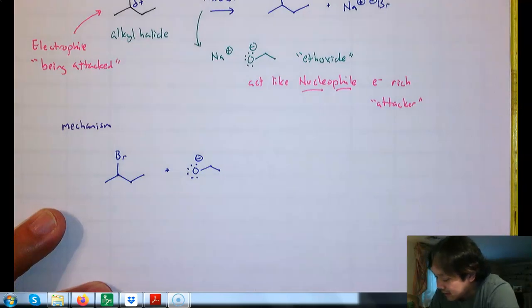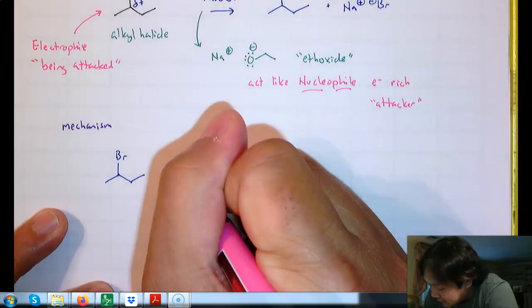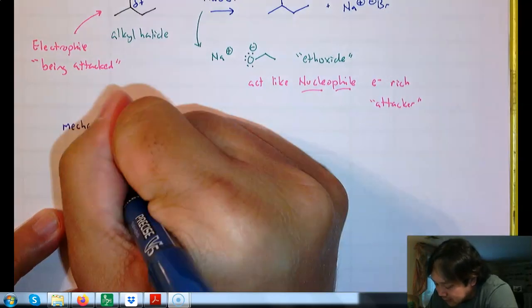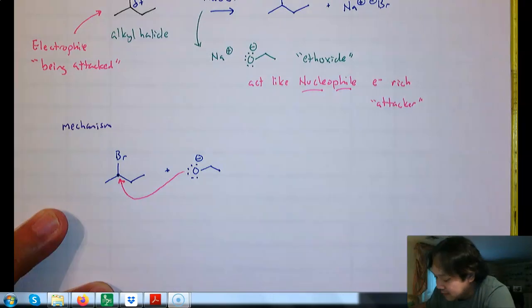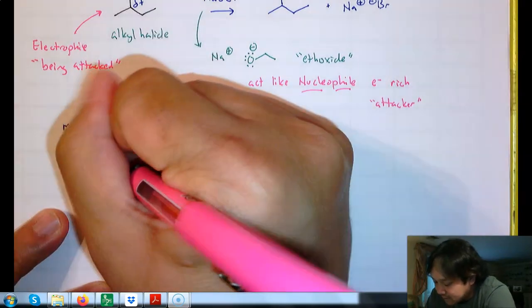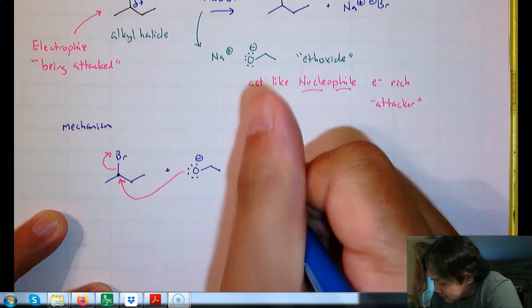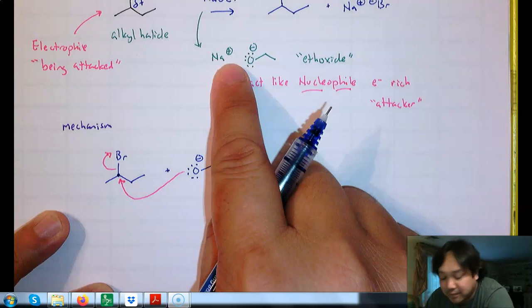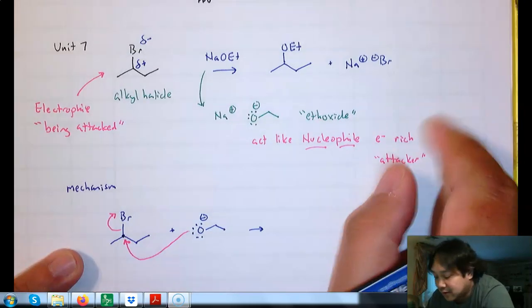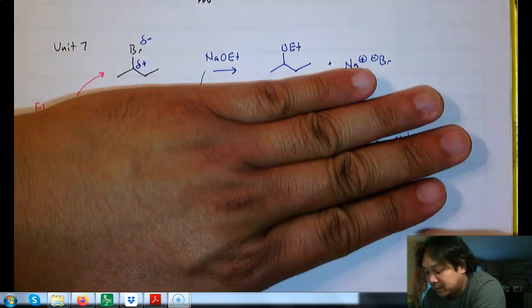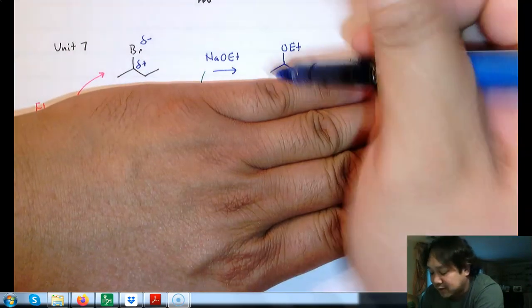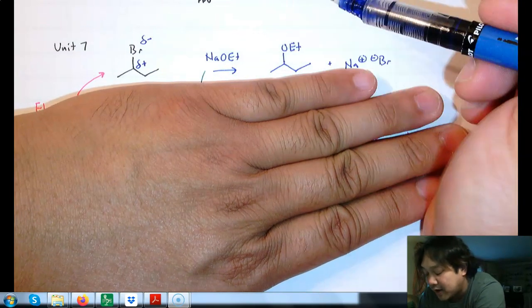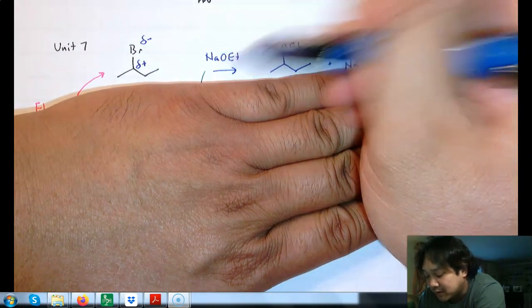Okay, I'll use pink. Opposites attract. The negative is attracted to the partial positive, which forces out the gray cat. You notice that for the mechanism, I already separated out the sodium. I got rid of it. That's why it's going to be very important that you practice recognizing what is the nucleophile. It's not this whole thing, sodium ethoxide. It's not sodium, it's just ethoxide.